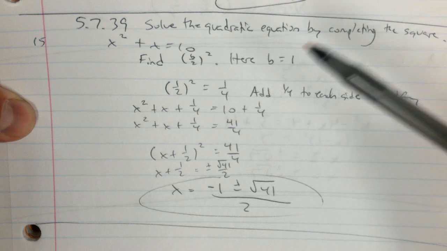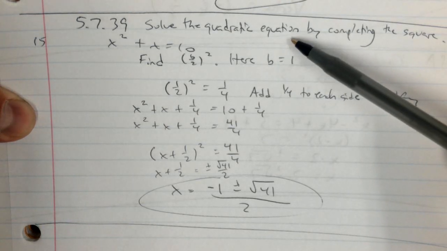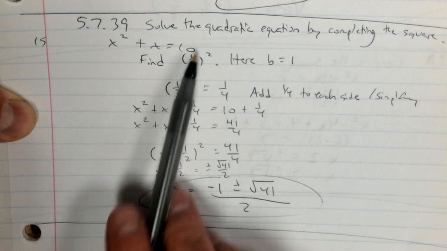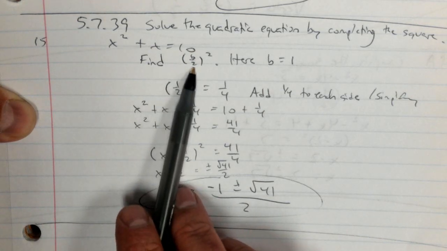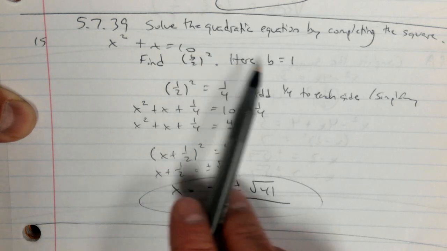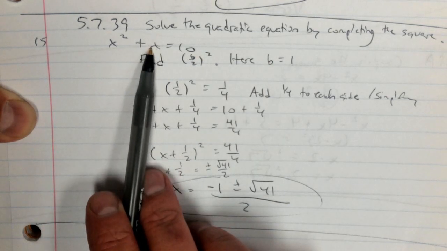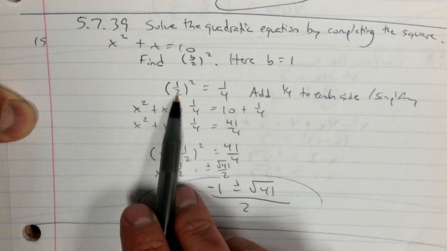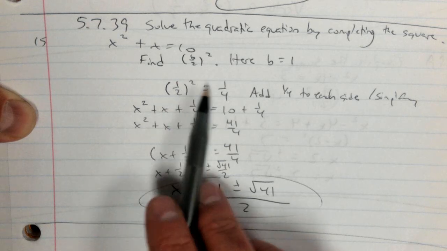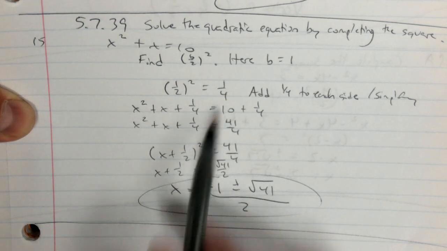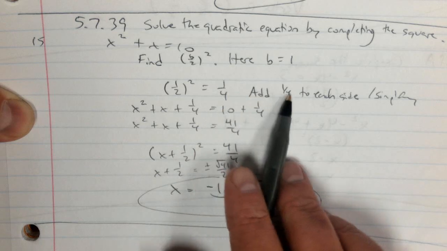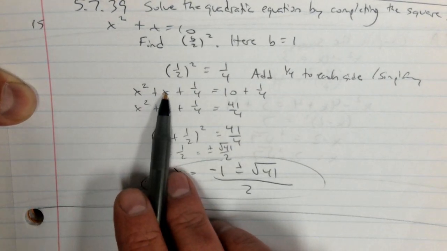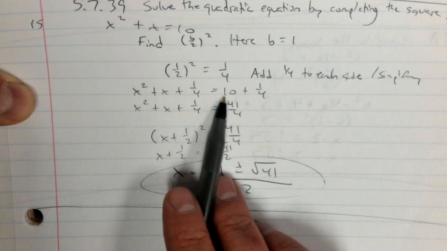The next one, solve the quadratic equation by completing the square. You have x squared plus x equal 10, and so we want to find b over 2 squared. In this case, b is 1 because there's no number in front, and so 1 over 2 is a half. 1/2 squared is 1/4. So now we want to add 1/4 to each side and simplify. So x squared plus x plus 1/4 equal 10 plus 1/4.